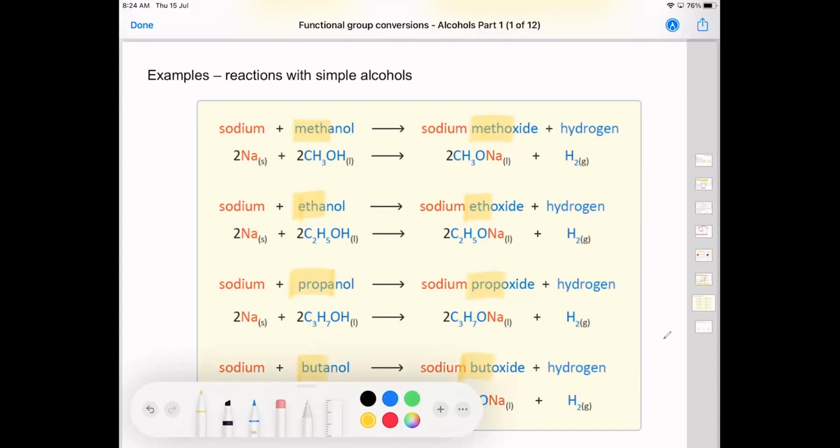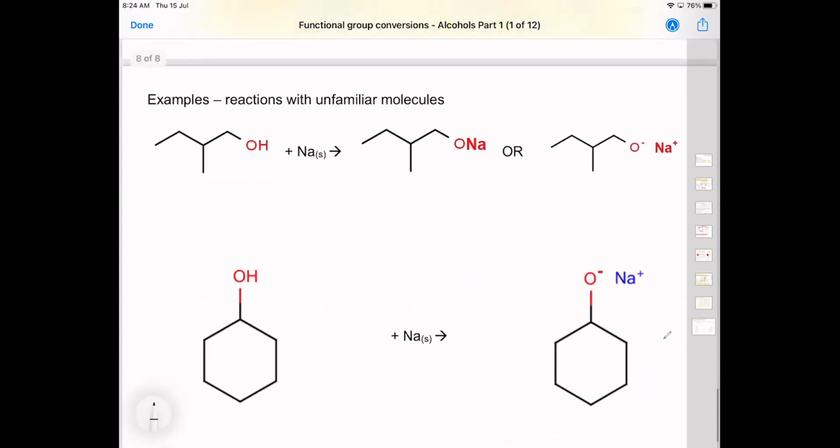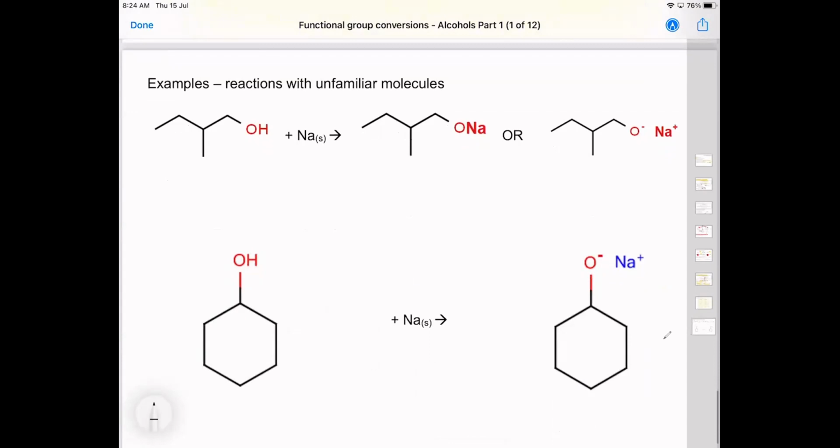And then if you just carry on, there's one more example here: unfamiliar molecules, things that look a bit messy. In this case, I've shown you both examples where you can draw them together, so the O with the Na next to each other, or you can separate it into an O negative and an Na plus. The same with this one: here's the O negative, here's the Na plus. And in this case, I haven't even written the middle form where they join together because it's an ionic compound.